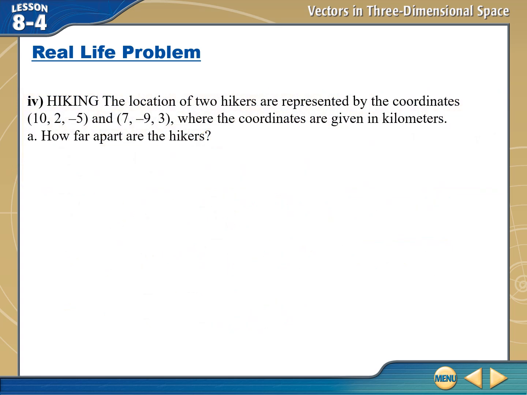Next question: the locations of two hikers are represented by the coordinates (10, 2, -5) and (7, -9, 3), where the coordinates are given in kilometers. How far apart are the hikers? How far apart means you have to calculate the distance. So the formula you already know.